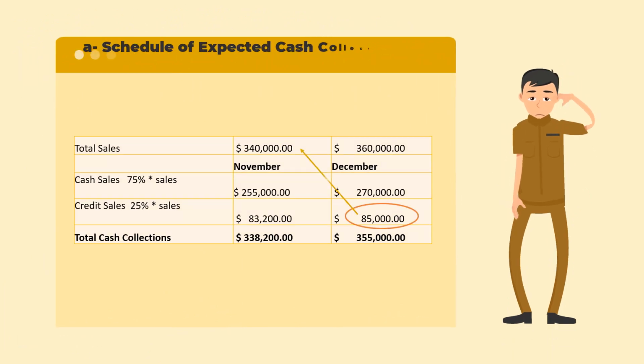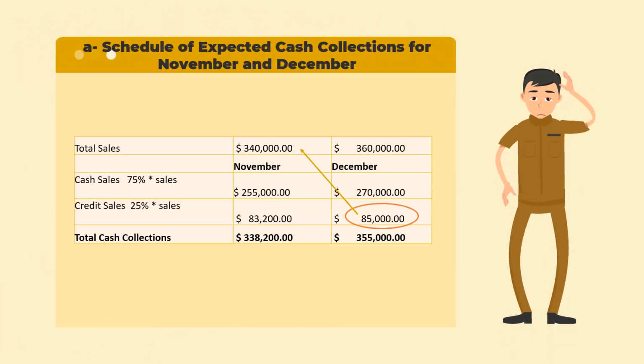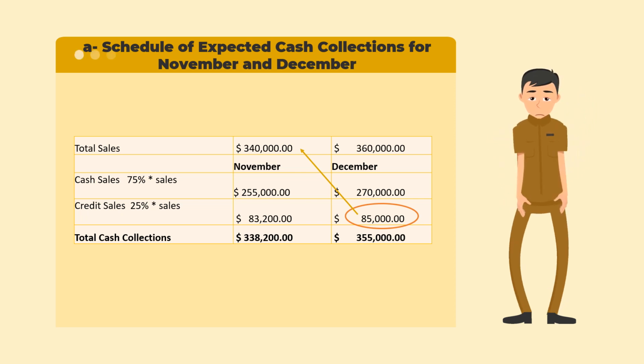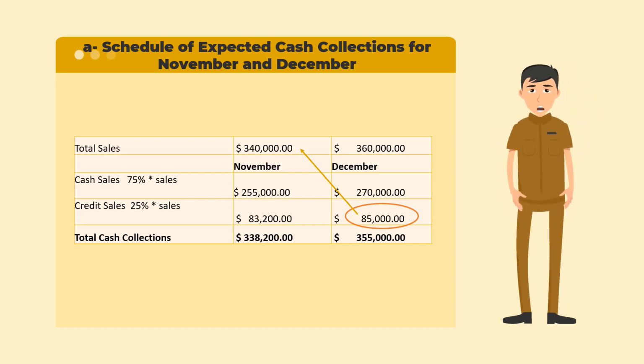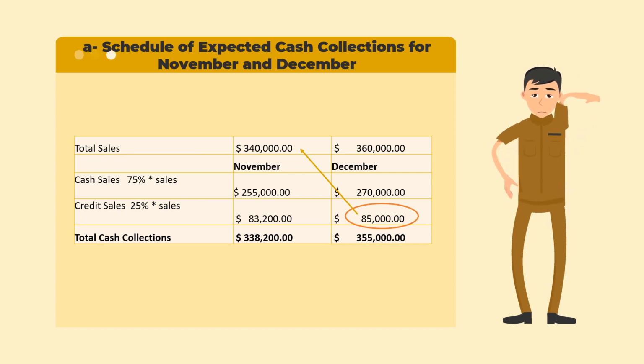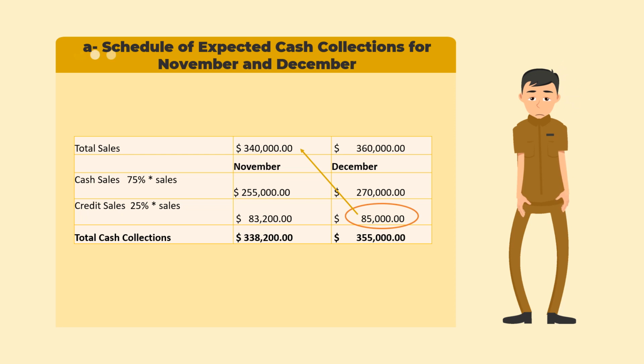Alright, so after reviewing the question, it asks us for a schedule of expected cash collection for November and also December. So basically, we just need to find the total cash collection for both months. So let's look at the table that we already provided. The first step is we need to find the cash sales, from the information given. 75% of the sales is equivalent to the cash sales of the month.